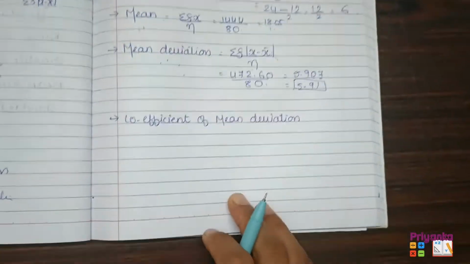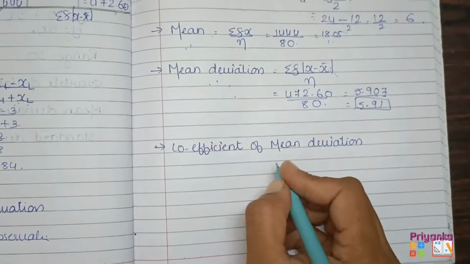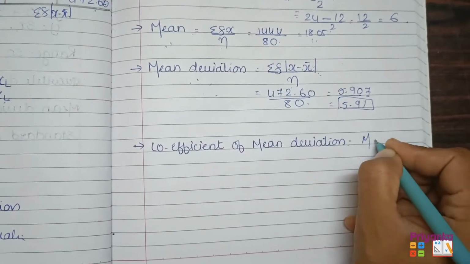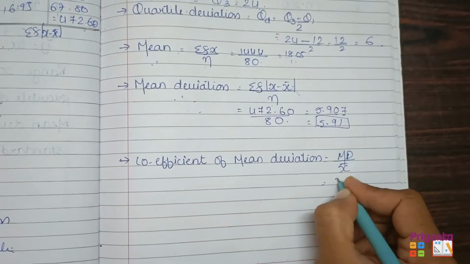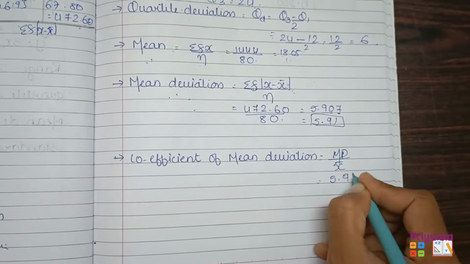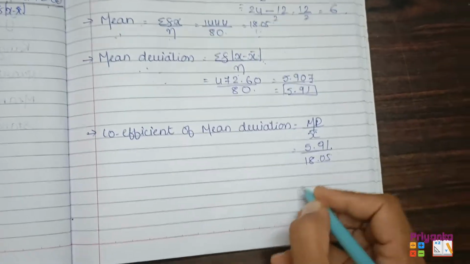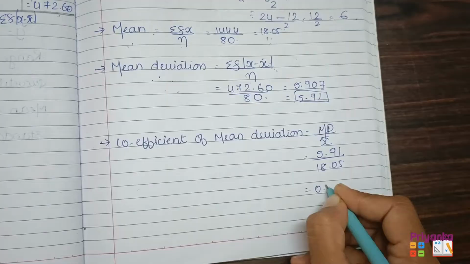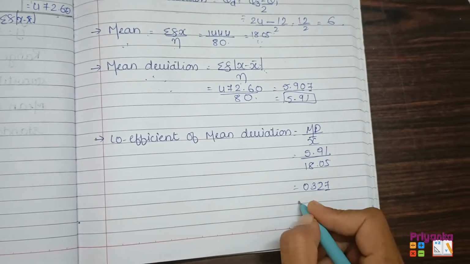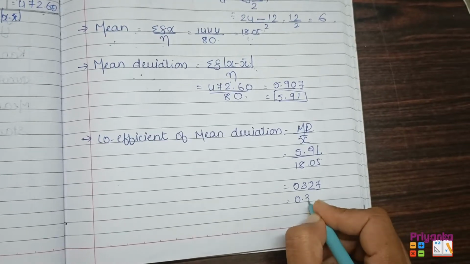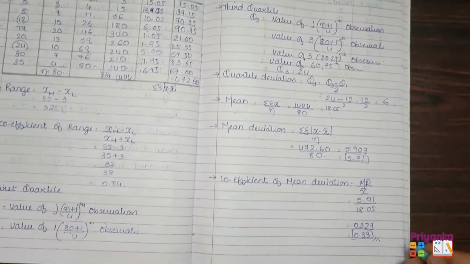And on this, here they ask you for the coefficient of mean deviation. The formula for this is mean deviation divided by mean. The mean deviation we just found is 5.91 and the mean is 18.05. On this calculation you will get 0.327. Again the third digit is more than 5, so the previous number goes up by one digit, that is 0.33. That's all. Here we complete the first question.